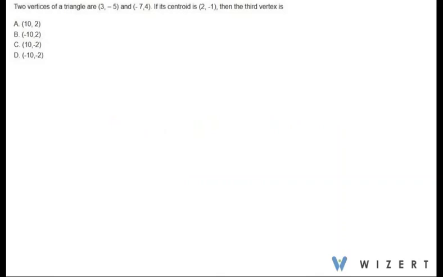We have this question here. Two vertices of a triangle are (3, -5) and (-7, 4). If its centroid is (2, -1), then the third vertex is?